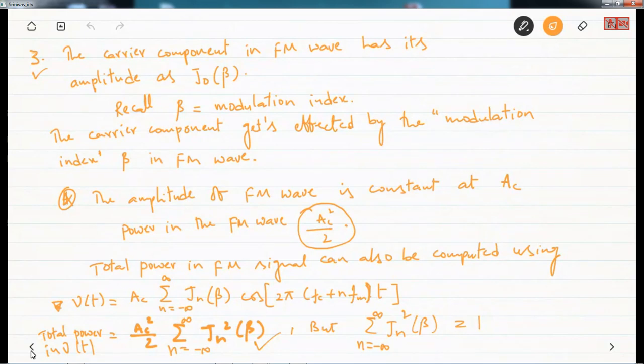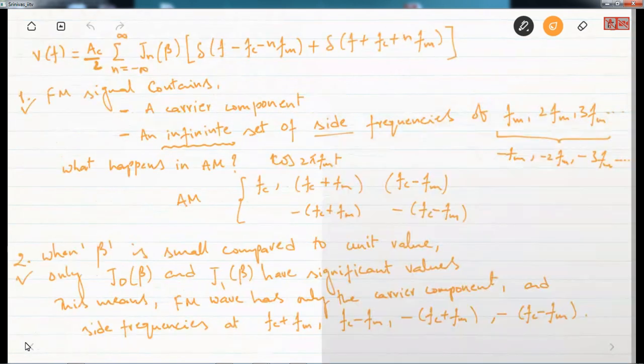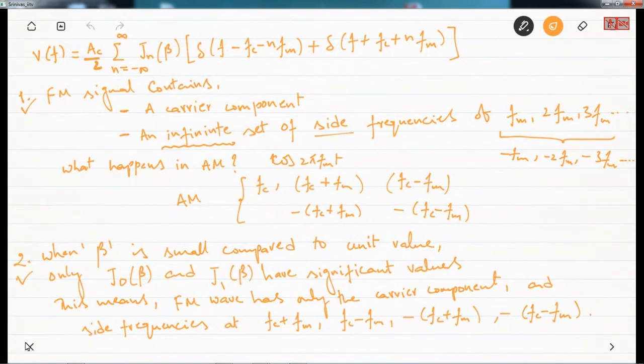Tone FM for arbitrary value of beta, right? So we got this equation. We analyzed that it has so many side frequencies, and when beta is small, we showed that it is equivalent to narrowband FM. It has only two side frequencies, fc plus or minus fm.